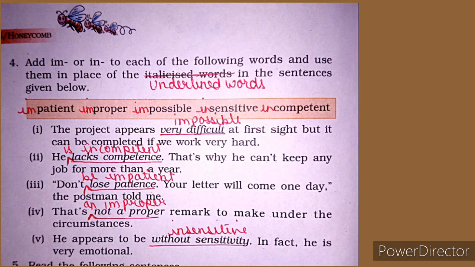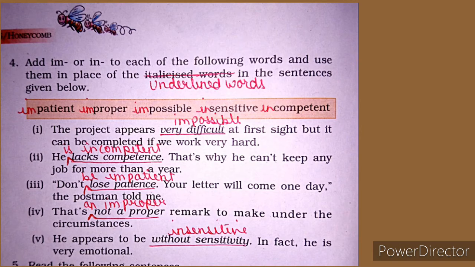Add im or in to each of the following words and use them in place of the underlined words in the sentences given below. The word is patient. So we have to add im. Then it will become impatient. Proper, improper. Possible, impossible. Sensitive, insensitive. And competent, incompetent. Now we have to use these words in the place of underlined words.